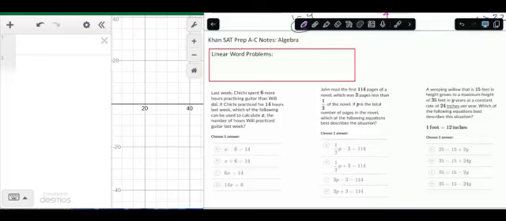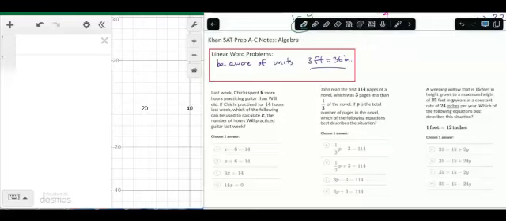When we are looking at these linear word problems, the one thing just to be aware of is that you're using the correct units. So if they give you 3 feet but they ask you to solve the problem in inches, you need to be able to make that conversion. So just be aware of that.